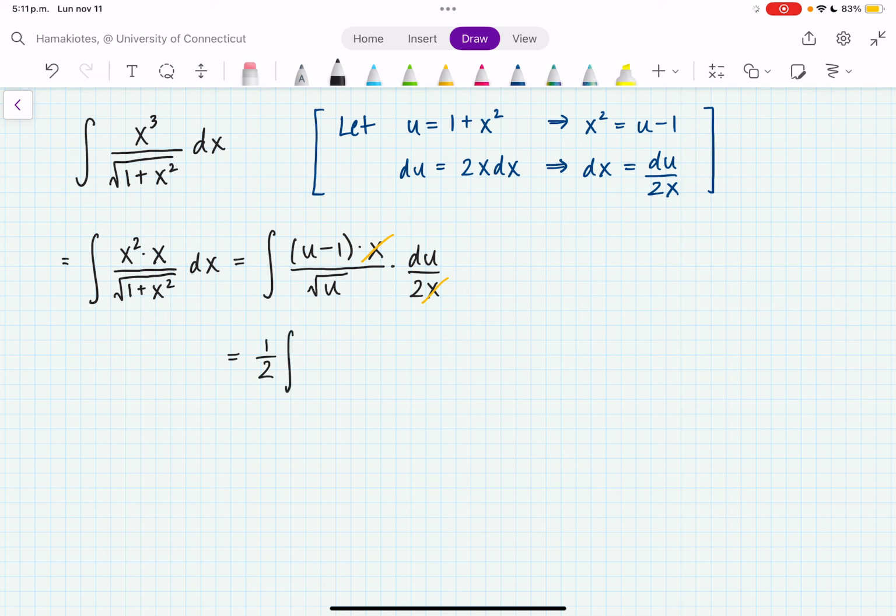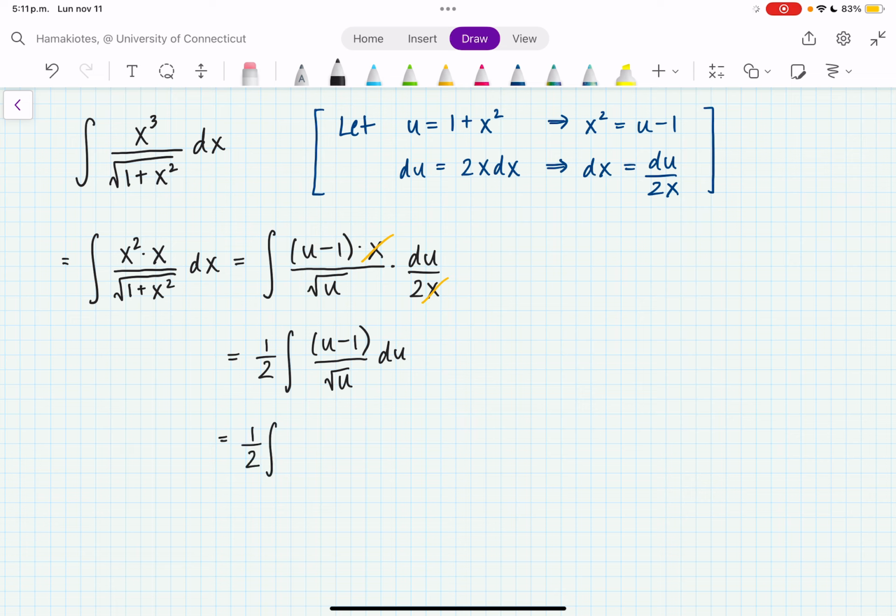So now I can rewrite the square root of u as u to the 1/2, and since it's 1 over the square root of u, I can write that as u to the minus 1/2. So I have u minus 1 times u to the minus 1/2 du.